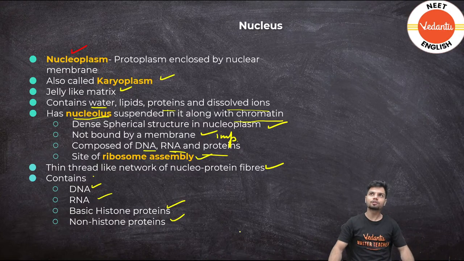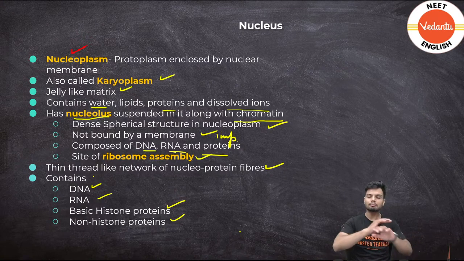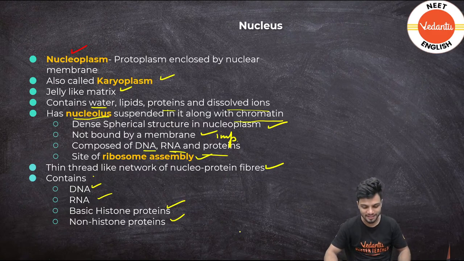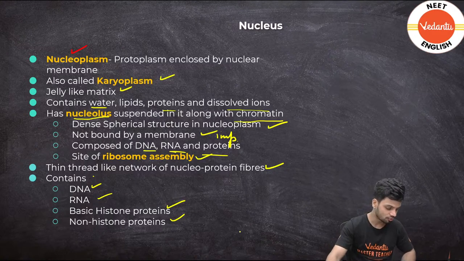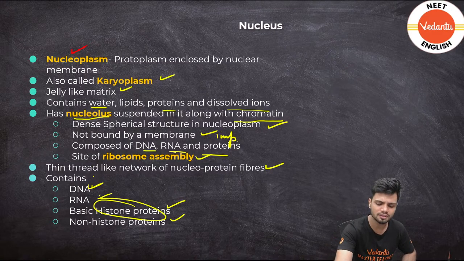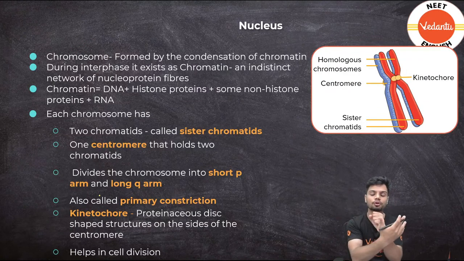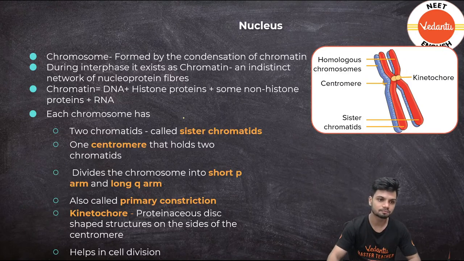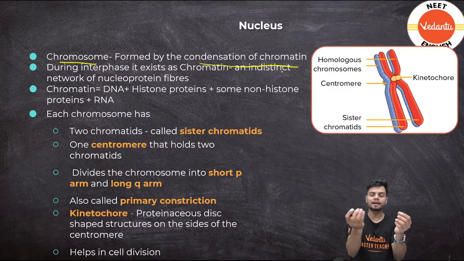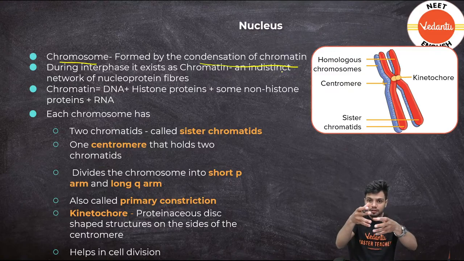I told you in the starting, your red blood cells completely lack the nucleus. Now this chromatin has what? Chromatin has DNA and basic histone protein, which you'll be learning in your other chapter, in molecular basis of inheritance. Now the chromosome is formed by the condensation of chromatin. Chromatin is a thread-like, loose structure. But when the chromatin condenses, we get the chromosome.